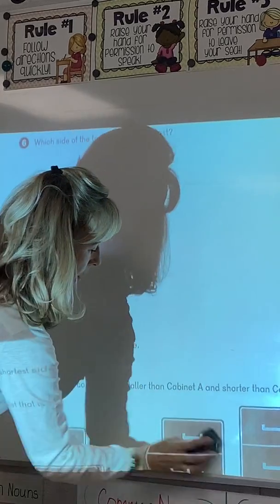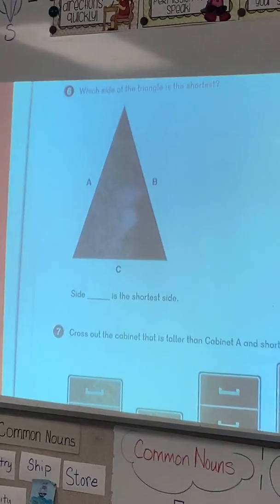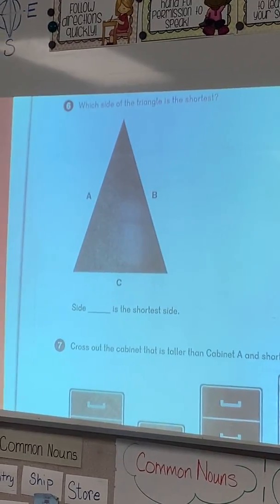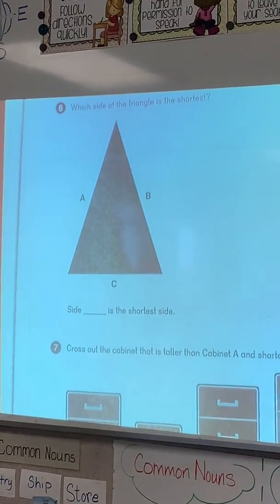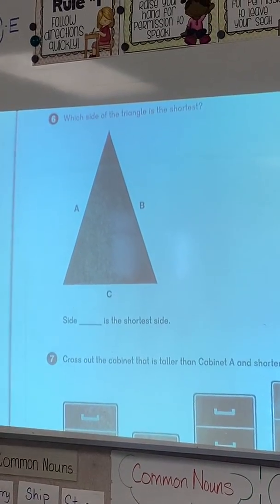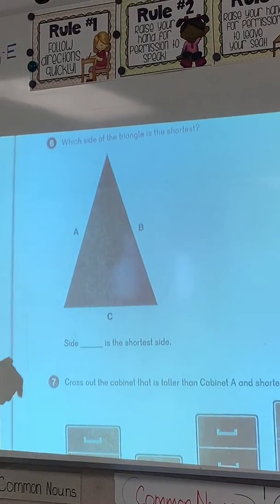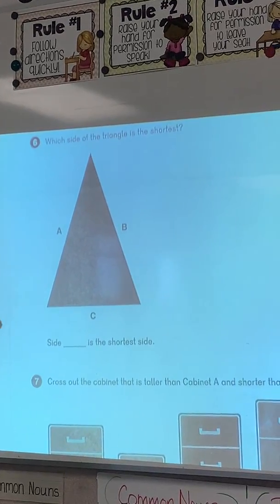Now, this question is, number 6. Which side of the triangle is the shortest? Which side is the shortest? Well, if we just eyeballed it, we could pretty much tell that A and B are longer than C, but let's do it a more precise scientific way.